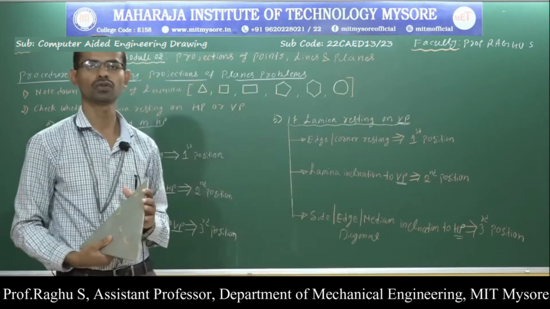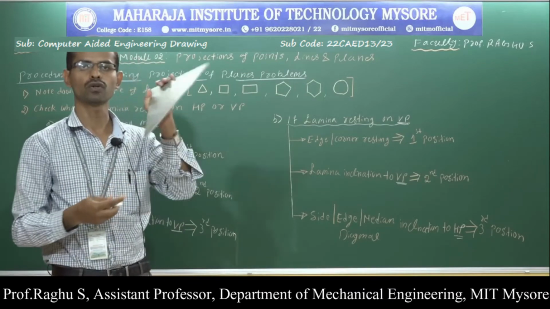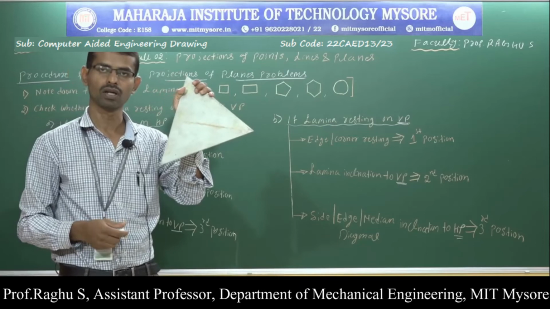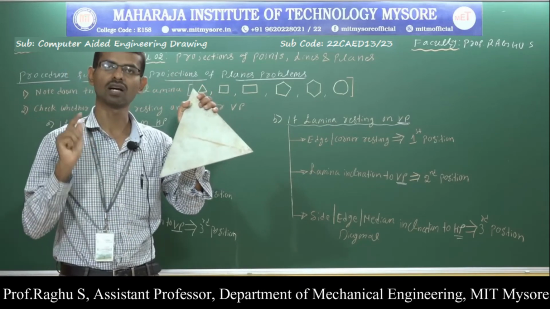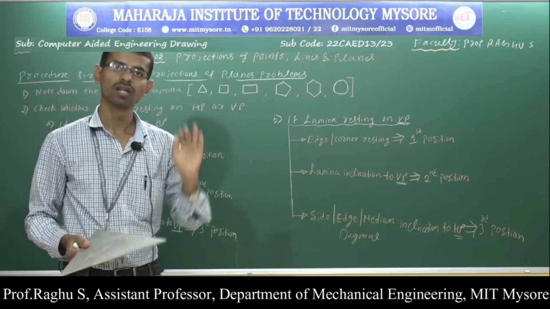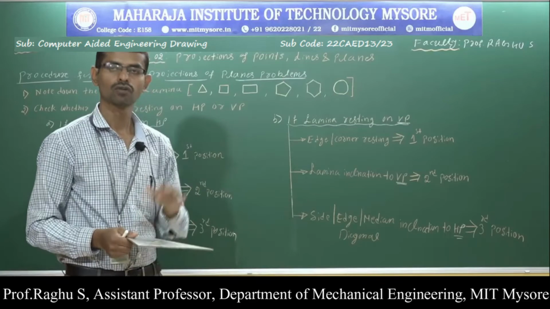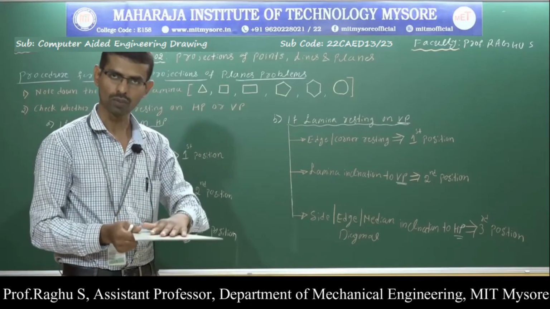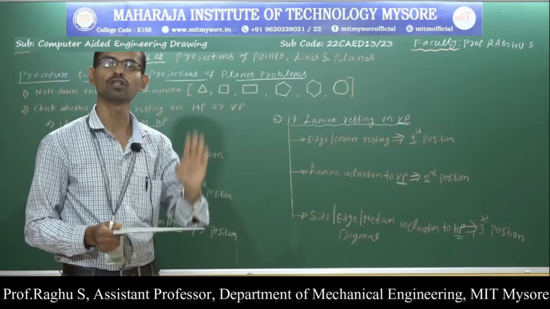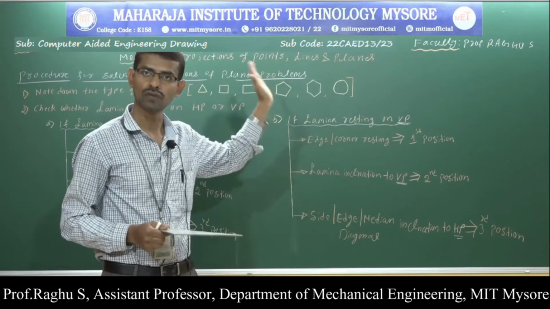So this is the general procedure for solving projections of planes problems. First, note down the type of the lamina. The lamina may be a triangle, rectangle, square, pentagon, hexagon or circular. After that, check whether the lamina is resting on the horizontal plane or vertical plane. If the lamina is resting on the horizontal plane, start the first position with the top view. If the lamina is resting on the vertical plane, start the first position with the front view.